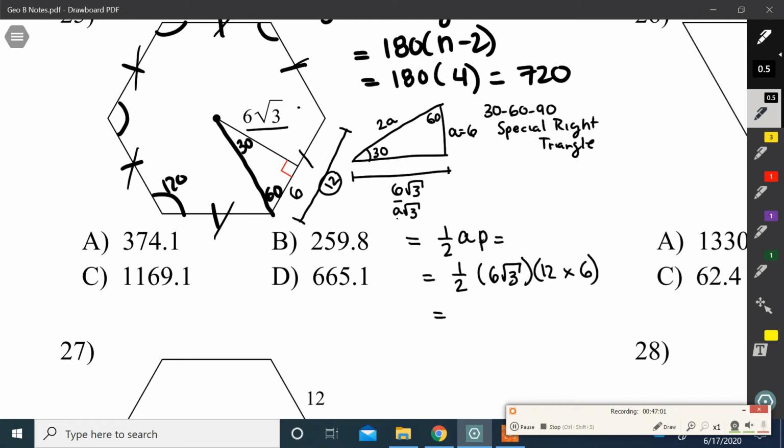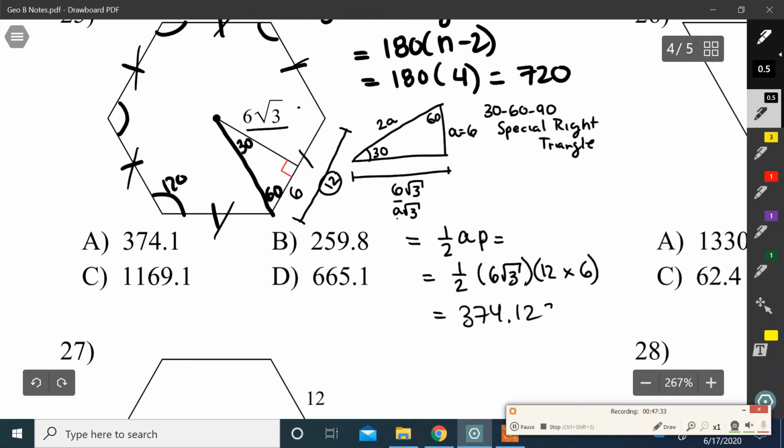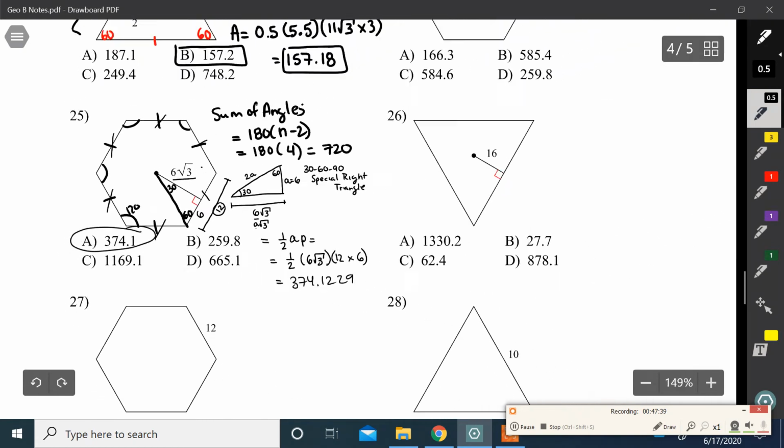That's why I'm giving you multiple choice, because if you get something wrong, you know, at least you check on the multiple choice and you say, oh shoot, I messed up. That's why I'm doing multiple choice for all of this, because multiple choice should at least help you with that, to check your answers. And I get 374.1229, so I'm guessing it's gonna be A.